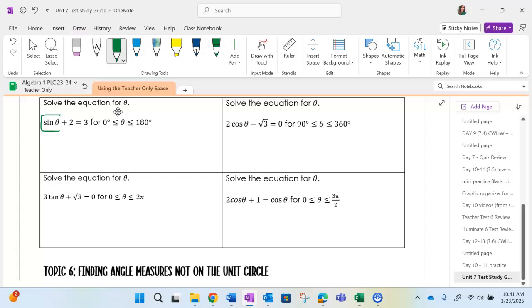So I'm going to draw my box. I'm going to subtract 2. I get the sine of theta equals 1. Inverse sine of 1 equals my angle. I'm trying to find my angle. So what angle has a sine of 1? Okay, so we're going to go back to our unit circle and we're going to look. But look, my restriction is only between 0 and 180. But let's go look and see what we can find.